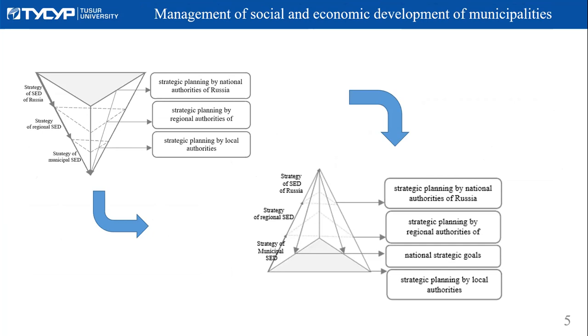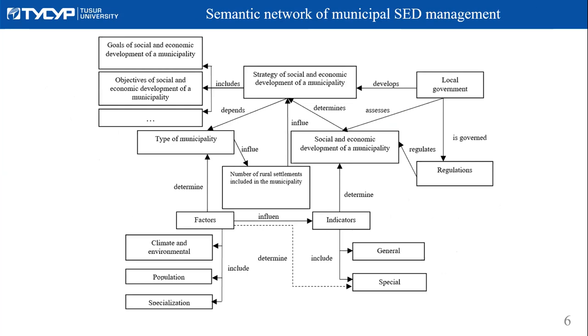As a result, the social and economic development management model is transformed from top-down into a bottom-up model on this slide. That will make it possible to take into account the unique aspects of individual territories when making long-term development plans in compliance with national strategic goals. Analysis of the municipal social and economic development process shows that the management model consists of multiple levels. At the same time, note that semantic models represent the best solution for modeling of social and economic development, as they offer a visual representation that is closest to natural language.